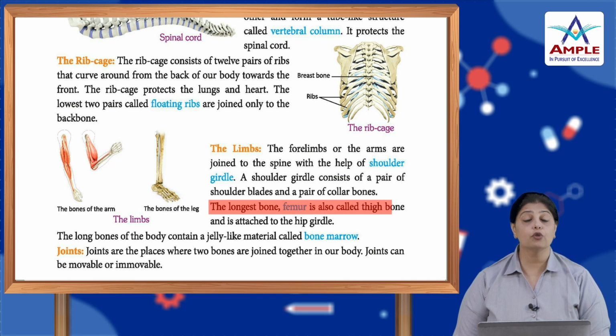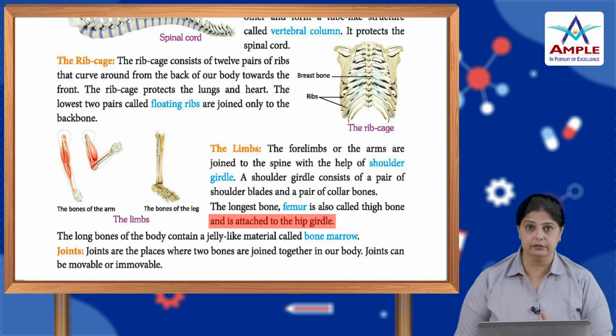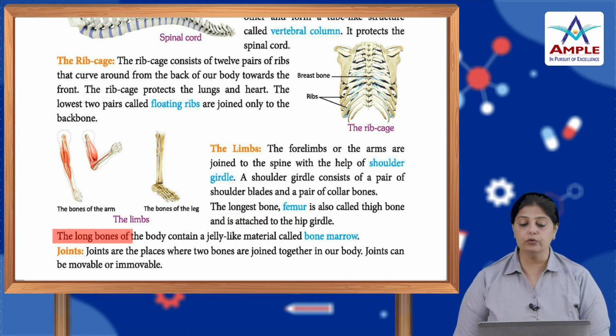The longest bone is the femur. It is also called the thigh bone. It is the longest, and it is attached to the hip girdle. The long bones of the body contain a jelly-like material. The long bones have jelly-like material which is called the bone marrow.